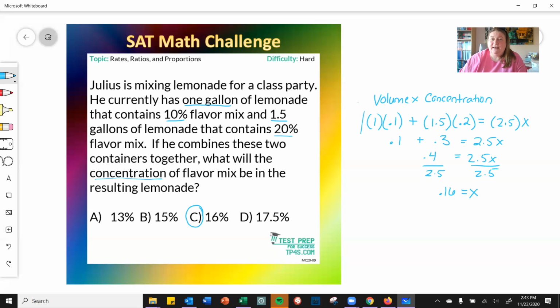So remember, it's the volume times concentration of our first item that we're mixing. Add in the volume times concentration of the second item we're mixing. And then here's the total volume at the end and the final concentration. Okay. You can use that formula to do several problems in this type of category of concentrations and mixtures.